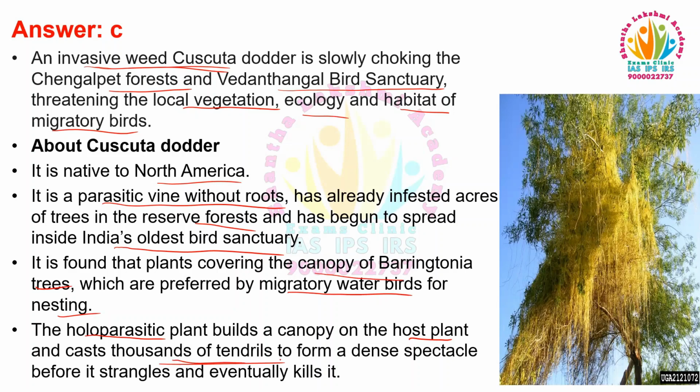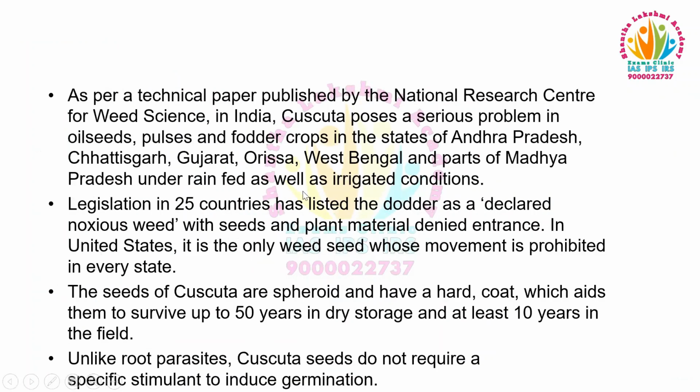Cast thousands of tendrils to form a dense spectacle before it strangles and eventually kills it. As per a technical paper published by the National Research Center for Weed Science in India, Cuscuta poses a serious problem in oilseeds, pulses, and fodder crops in the states of Andhra Pradesh, Chhattisgarh, Gujarat, Orissa, West Bengal, and parts of Madhya Pradesh under the rain-fed as well as irrigated conditions.